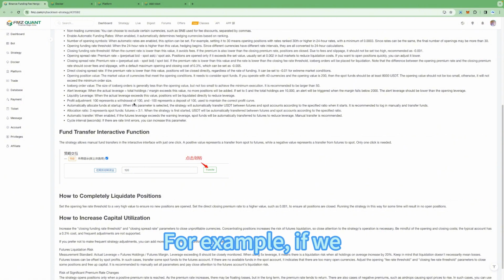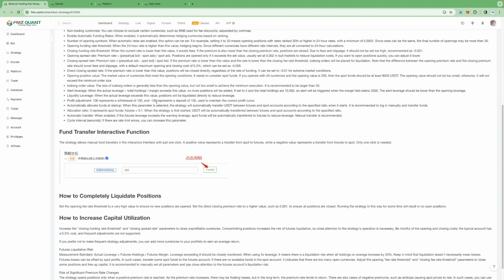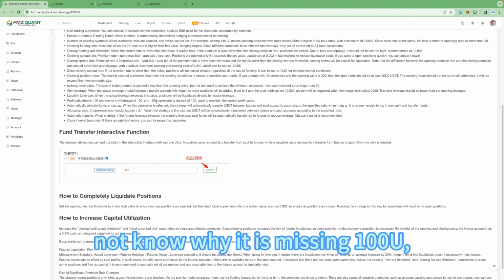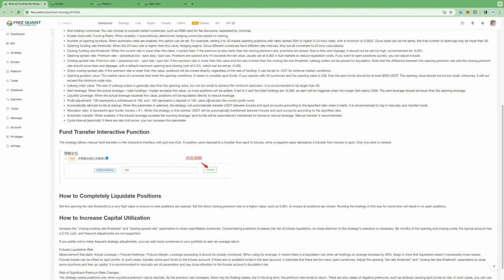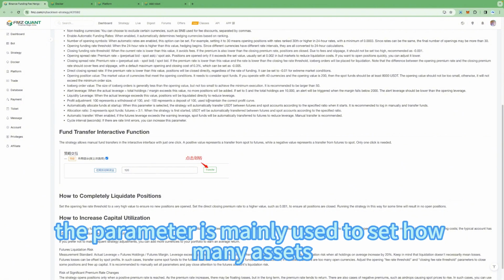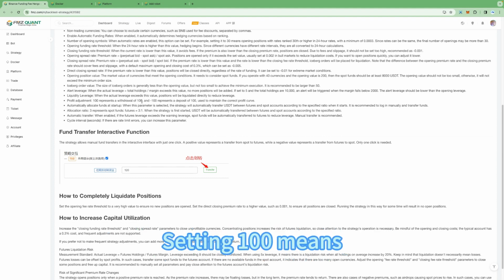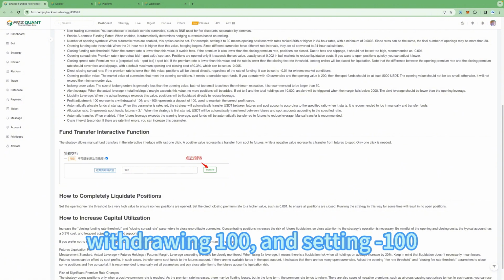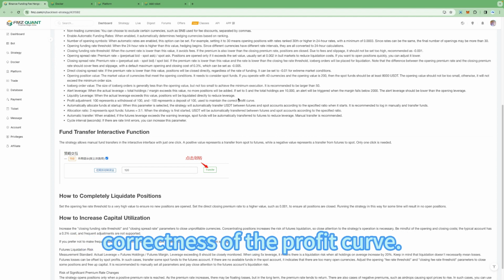For example, if we propose 100U but do not inform the strategy, it will definitely not know why it is missing 100U, which will lead to errors in calculating profit. Therefore, the parameter is mainly used to set how many assets we have extracted and then synchronize them. Setting 100 means proposing 100, and setting minus 100 means recharging 100 to ensure the correctness of the profit curve.